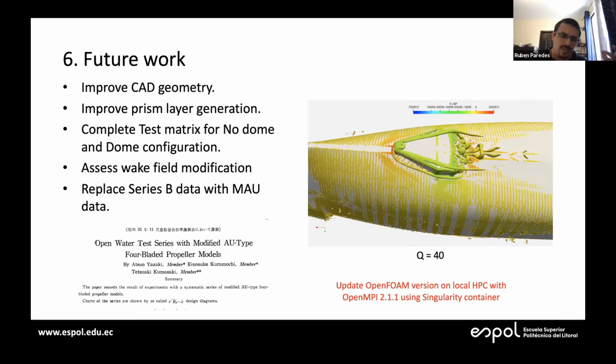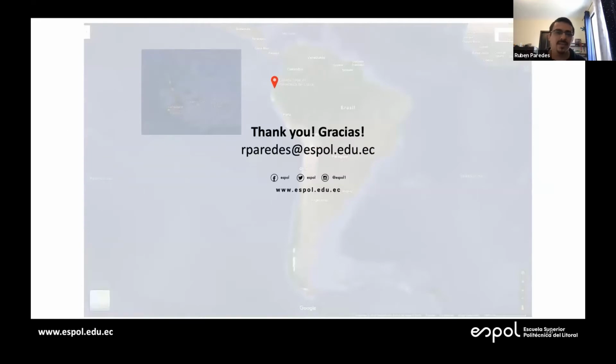At the beginning, we used the Wageningen type data, and now Professor Eno provides us with the data for the MAU propeller. The only thing is that if we want to improve the meshing, I think that I need to update the version of OpenFOAM that I'm using on our HPC. And my only restriction is that I need to compile it with this version of OpenMPI using a singularity container. So if somebody has advice on that, I will appreciate any suggestion. So thank you for your time.